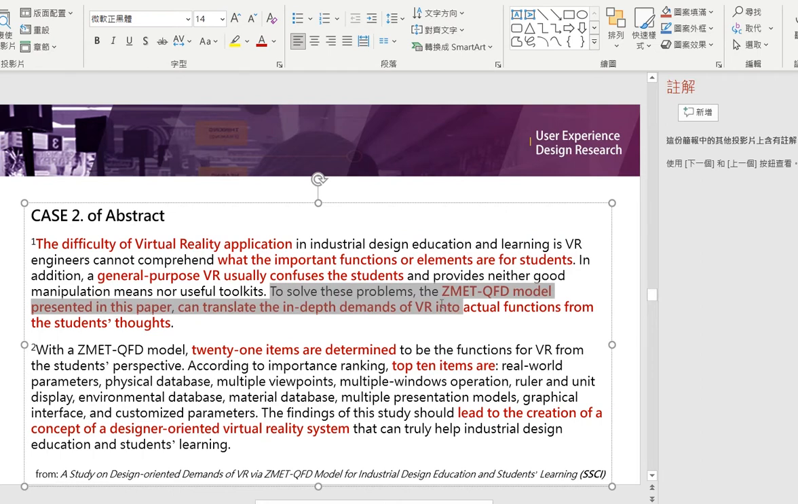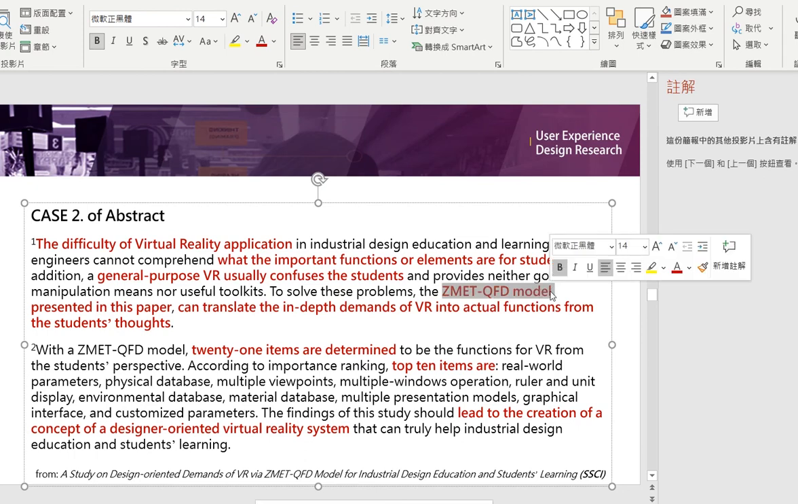So to solve these problems, the ZMBT QFD model is presented in this paper. This model is original by myself. I combine the ZMBT method and the QFD method and integrate them into a model. I present a new way, and I have to prove why I should present a new model to do this research. This is very complex, so I don't want to mention too much content, because this research is very long term. It cost me almost two years, and it is also part of my PhD thesis.